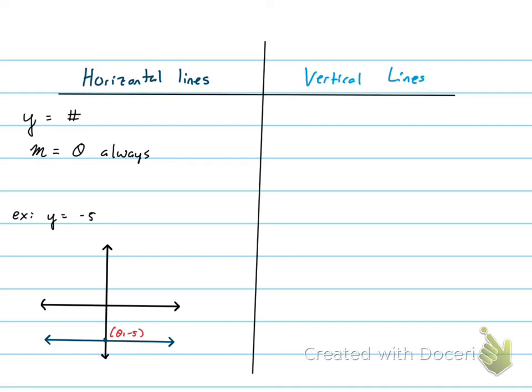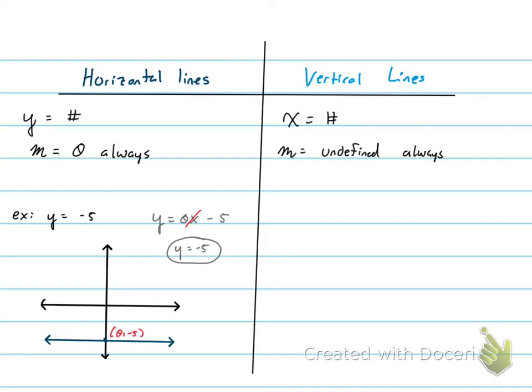If we want to think about this in terms of point slope form, it makes sense. Because if I plugged it in, I have y equals my slope of 0 times x minus 5. 0 times anything is just 0, giving us that equation y equals -5. On the other hand, a vertical line is x equals some constant number.